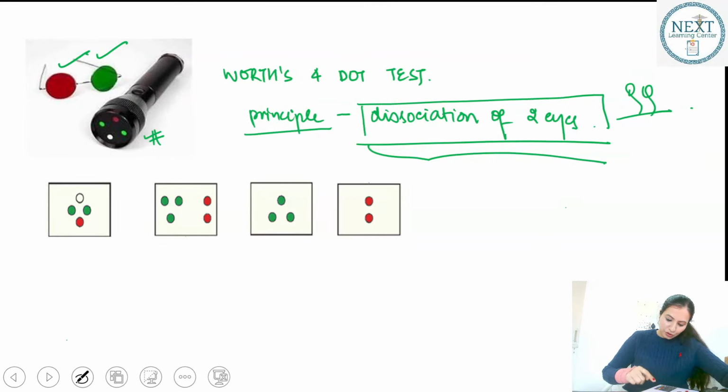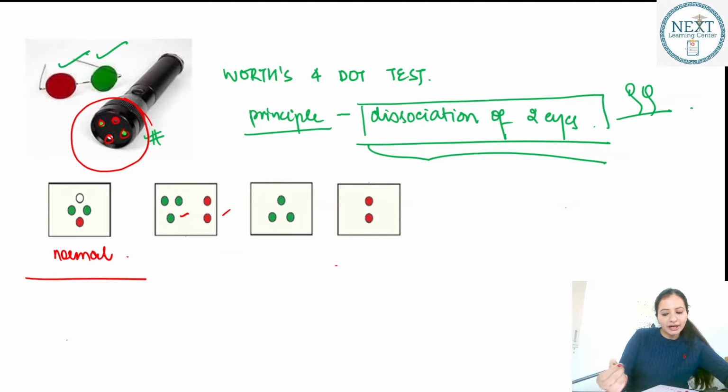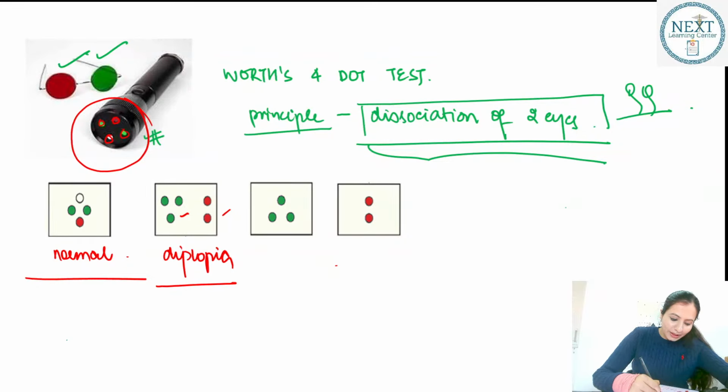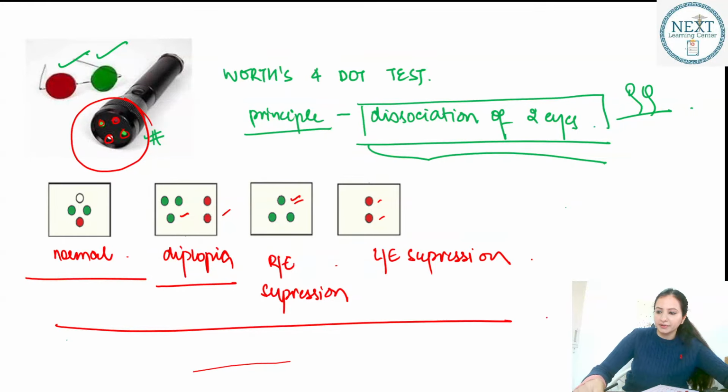Very important. So if you look at the interpretation, a normal person should see one red dot, one yellow dot and two green dots. So this is a person who is normal. A person who sees 3 green, 2 red dots will have diplopia. A person who sees only 3 green dots will have right eye suppression. A person who sees 2 red dots will have left eye suppression. So this is how you interpret.